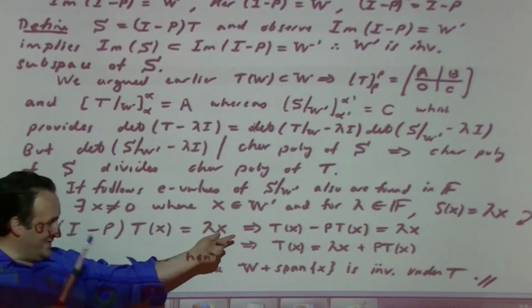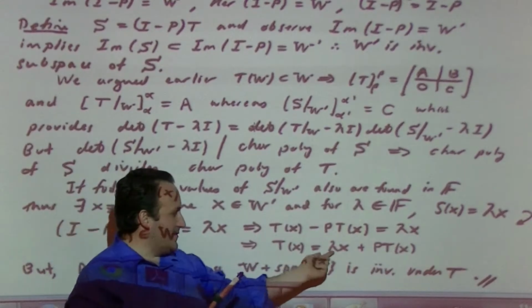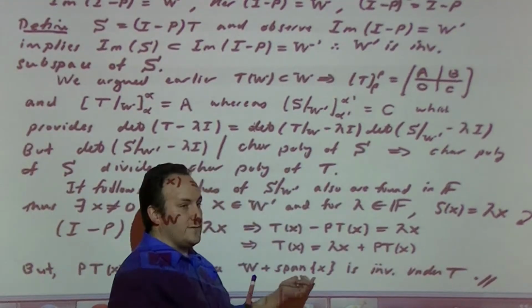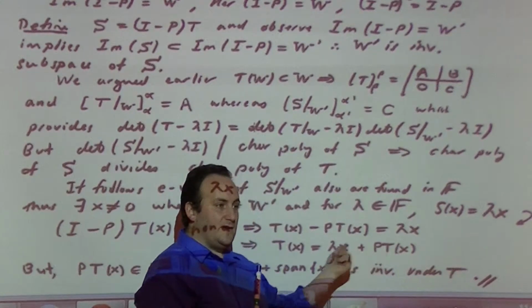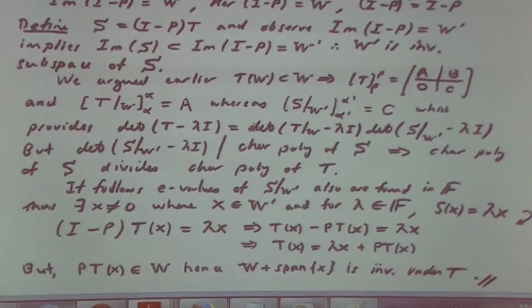But that means that this is equal to that, and then I get t of x is equal to lambda x plus p of tx. But you see, I know that p of tx is in w again, so what do I have? I've got something lambda x plus something in w. It follows that this x is specifically the one I referred to in the theorem that we can enlarge the invariant subspace with. Now, if you didn't follow what I said, I wouldn't be surprised.